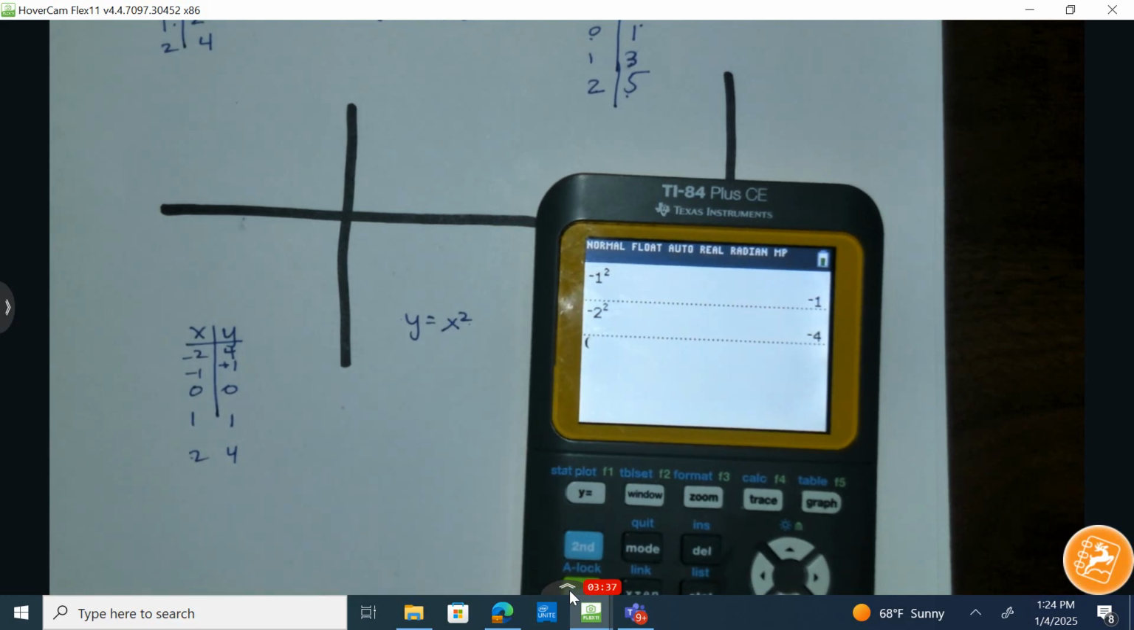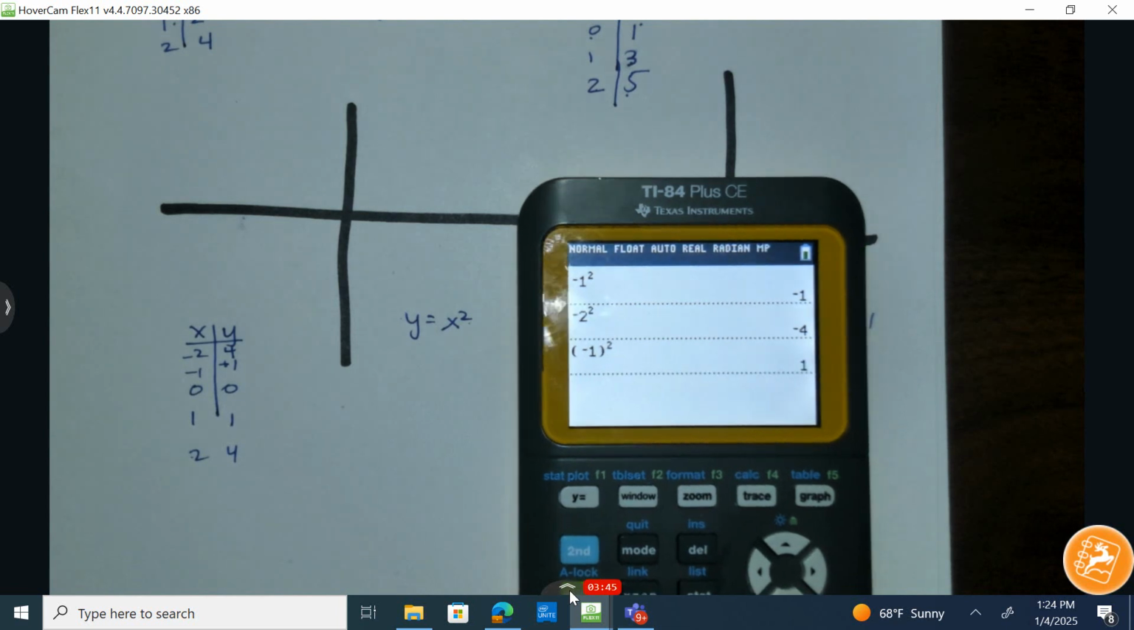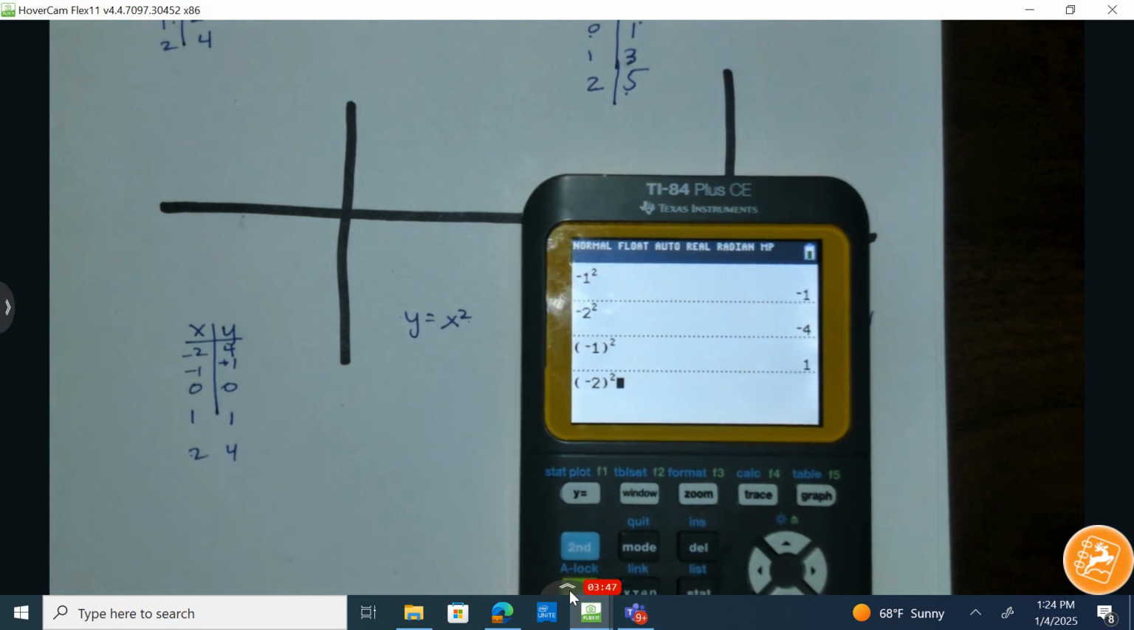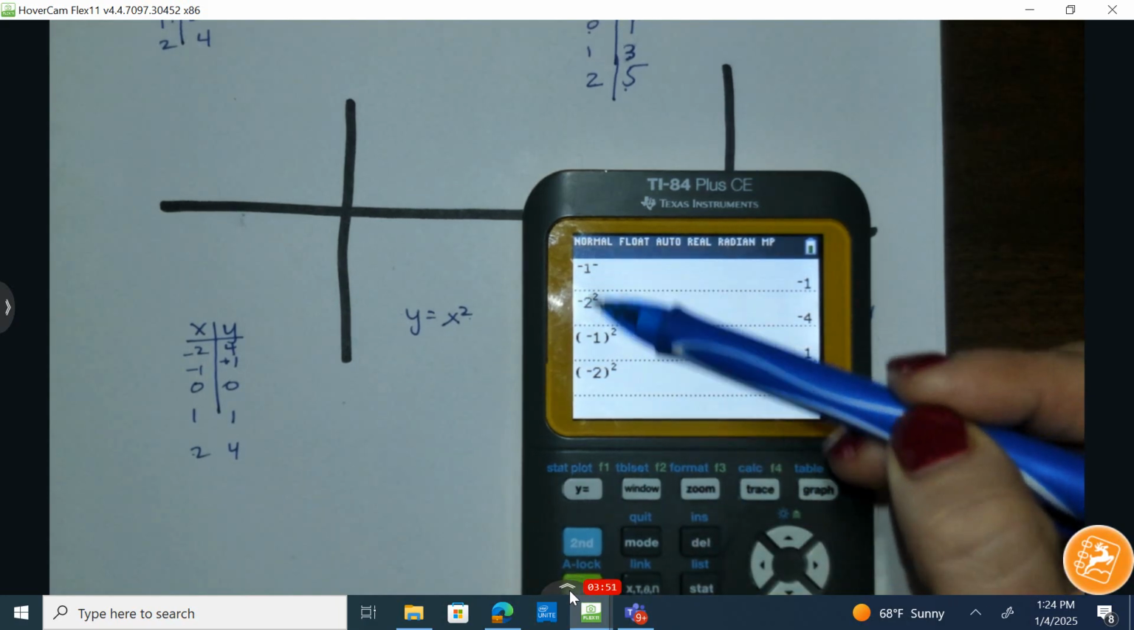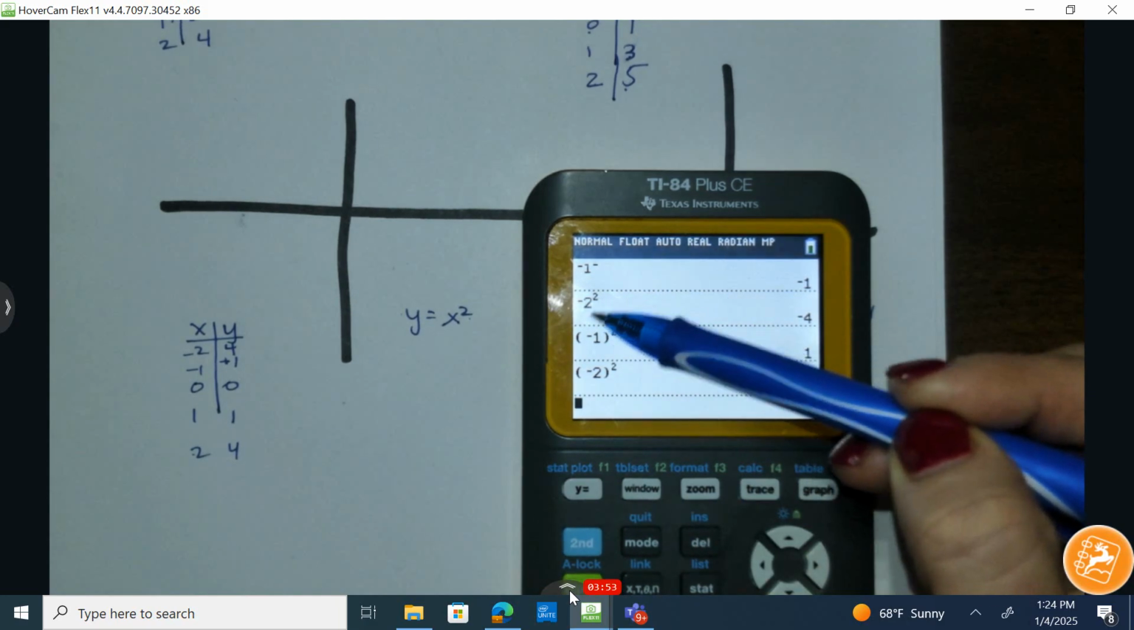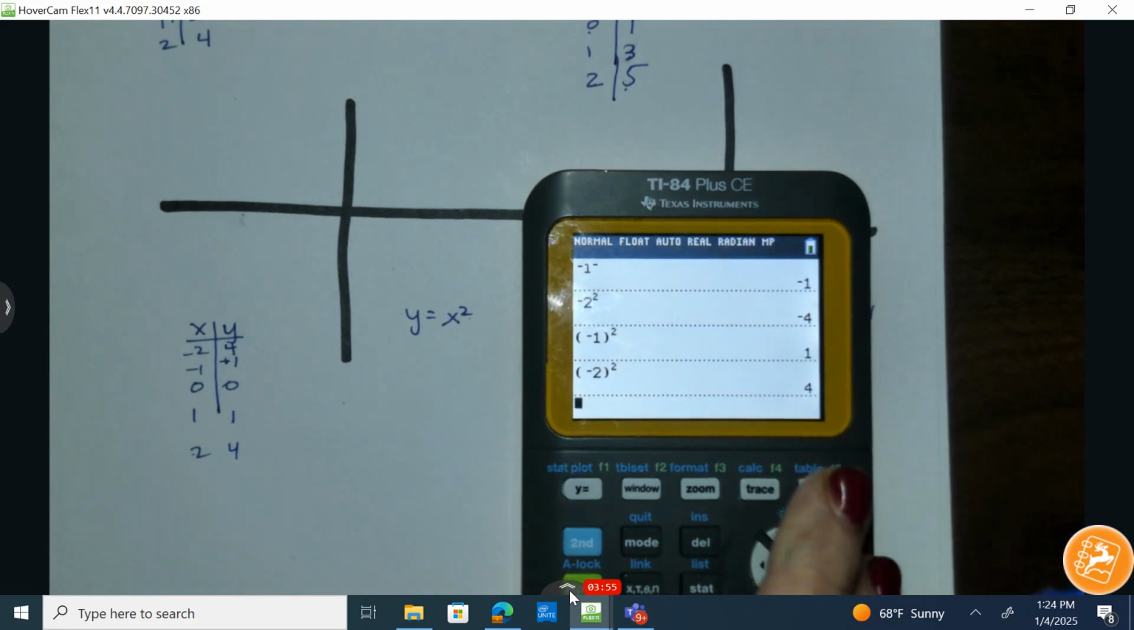Remember that whenever you input something into the calculator or computer, if it's a negative value, you have to put parentheses around it, and you can see the difference. Now we get that +1, and now we get that +4. That's because when the calculator reads it in this form, it says take -1 times this value.